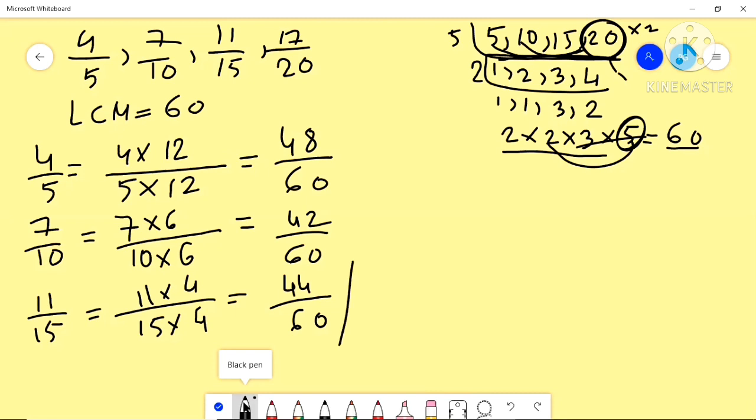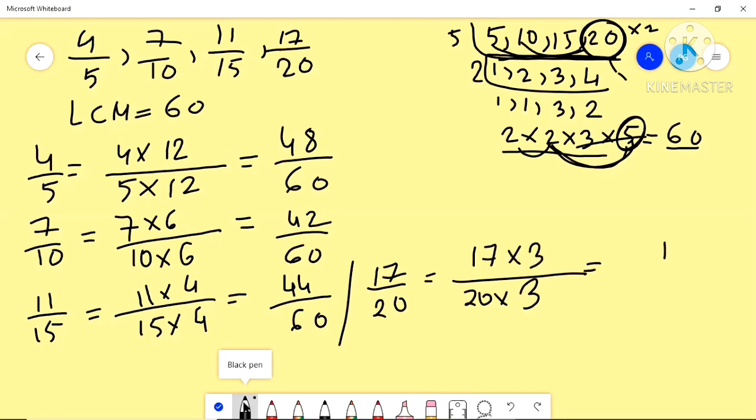And the last number is 17 by 20. So what you will do? 20 into, here 5 into 2 is 10, 20 into 3 is 60. So 17 into 3 how much? 51 by 60. So that's it. Now you can arrange in ascending as well as descending order, your wish.